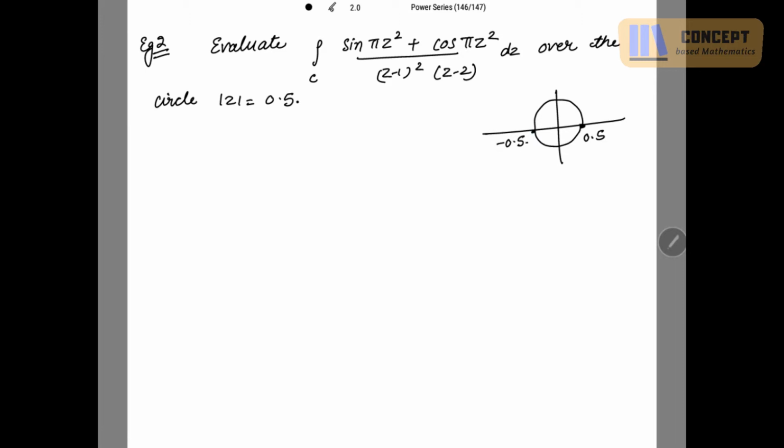Let's check. Let's find out these points. You can see it is already factorized. We have the points 1, 2. Two points are there, and 1 and 2 are not lying inside this circle. These points lie outside this circle. So here also, f(z) is analytic everywhere except 1 and 2.